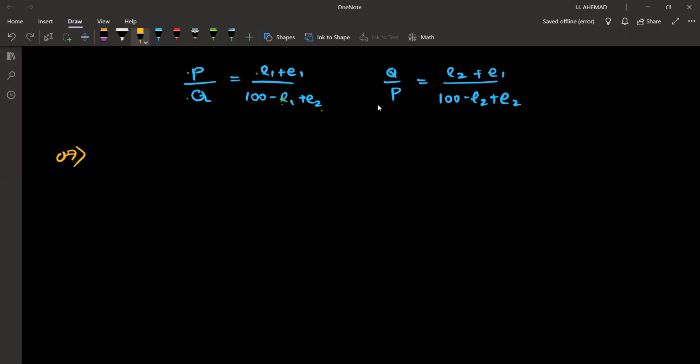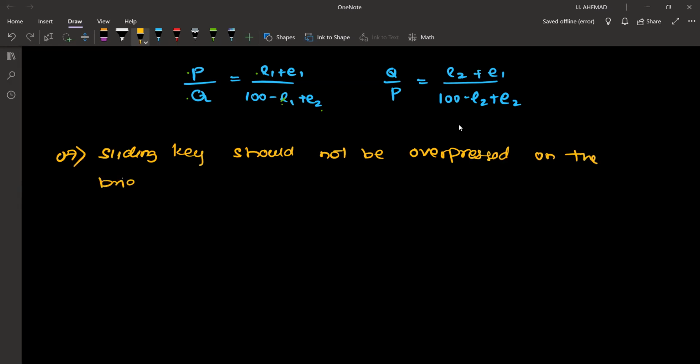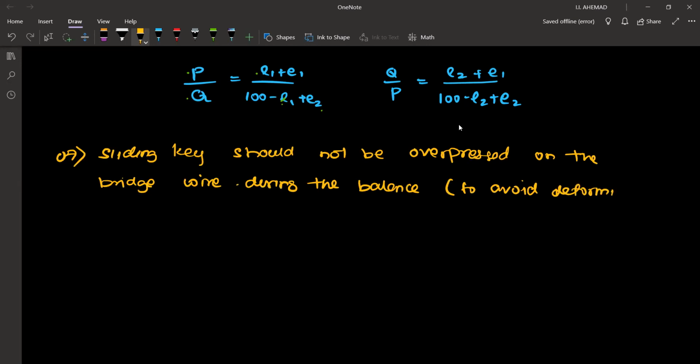Seventh note. Sliding key should not be overpressed on the bridge wire during the balance, to avoid deforming the wire, the uniformity of the wire.